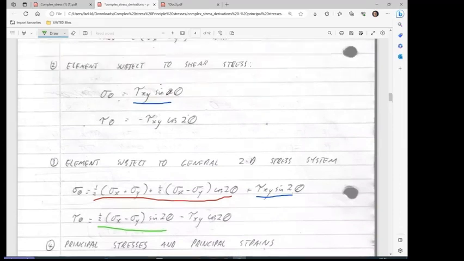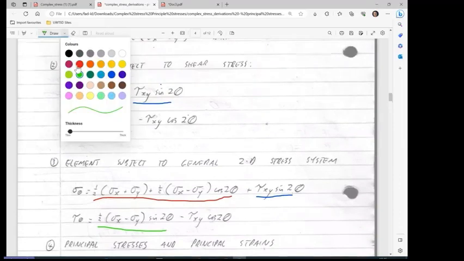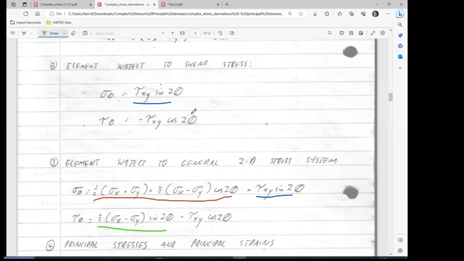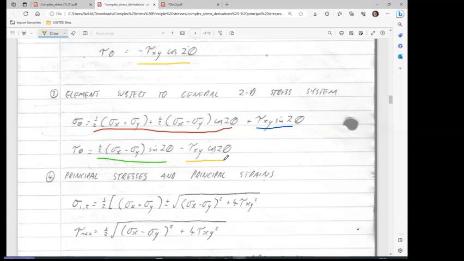Now for the element subjected to shear stress only, internally, the shear stress is given by that. And there it is. So for our generalized 2D stress system, we've just taken our element subjected to direct stress only, and our element subjected to shear stress only, and combined those two equations to get a generalized equation.